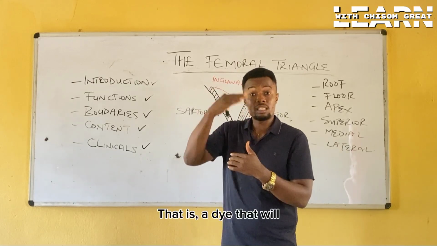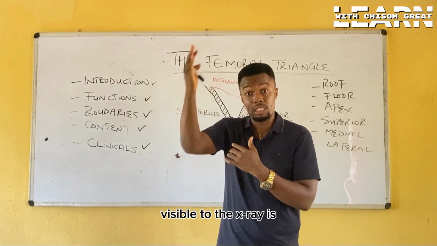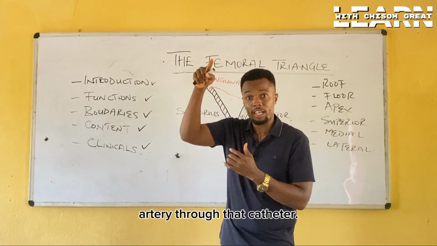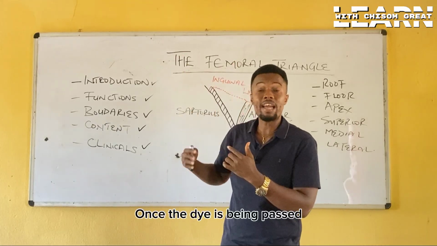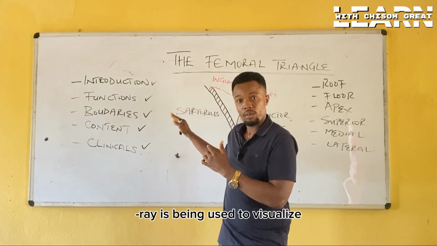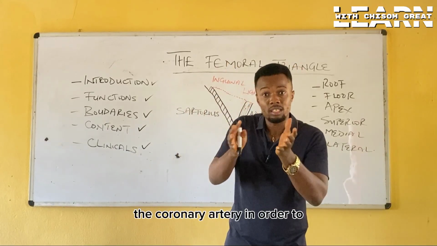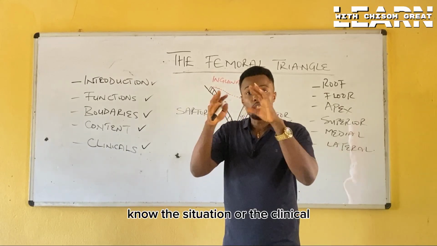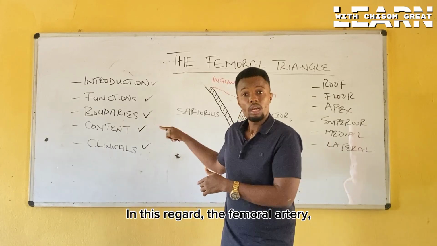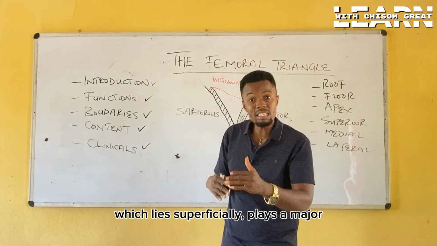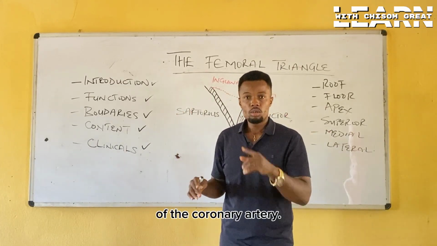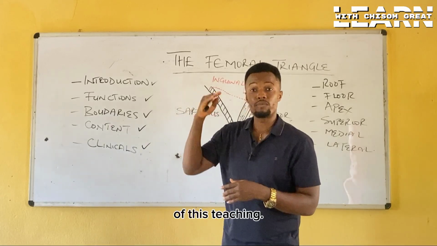That is, a dye that will make the coronary artery visible to the X-ray is being passed into the coronary artery through that catheter. Once the dye is passed into the coronary artery, an X-ray is used to visualize the coronary artery in order to know the situation or the clinical condition surrounding the artery. In this regard, the femoral artery, which lies superficially, plays a major and important role in the angiography of the coronary artery. So we've come to the end of this teaching.